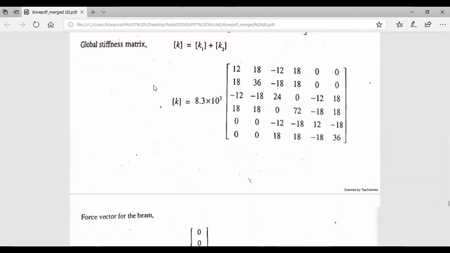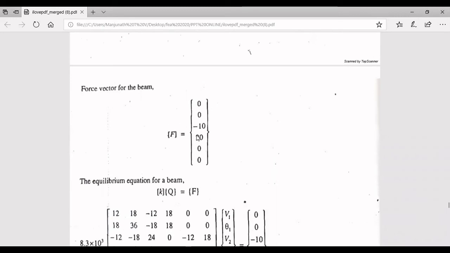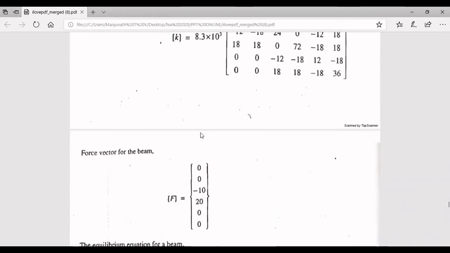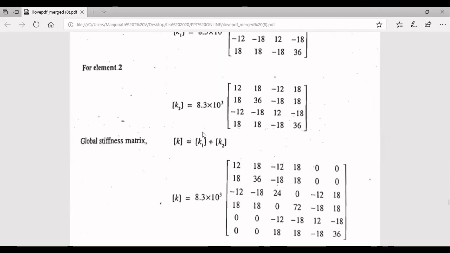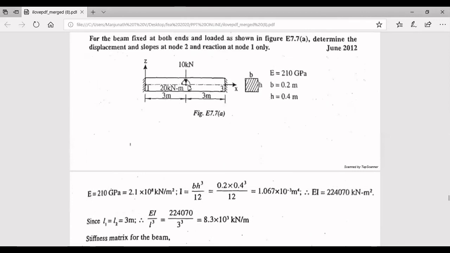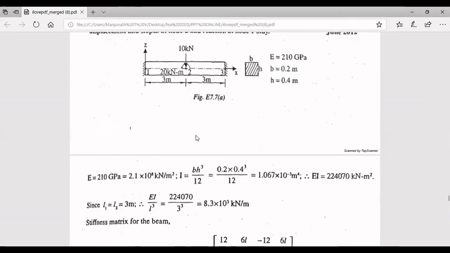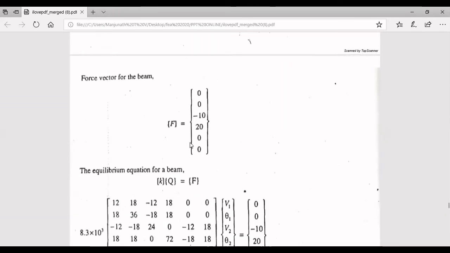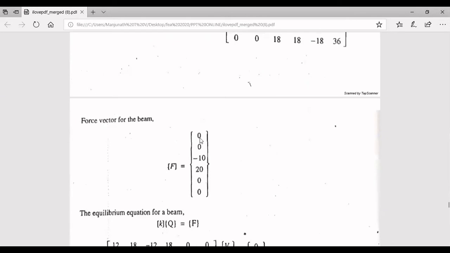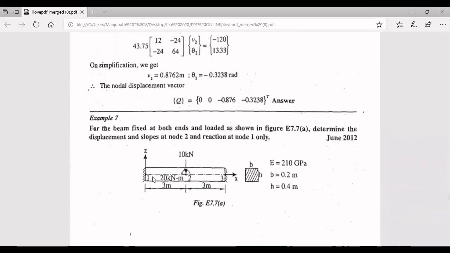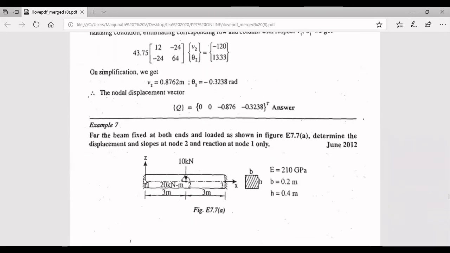Then once you have the global stiffness matrix, write the force vector for this. The procedure is similar for this problem, the same as the previous case problems, but only the loading condition is different. At node number 2 there is a vertical downward load acting, that is 10 kilonewton, so we need to take minus 10 kilonewton. At node number 1, vertical and rotational are 0, because there is no load acting at node number 1.